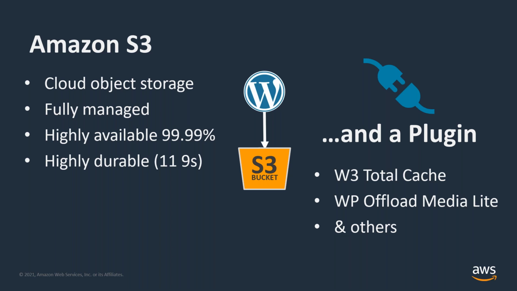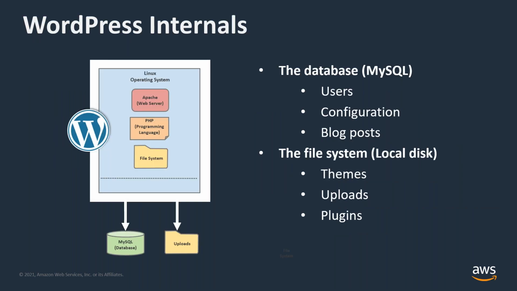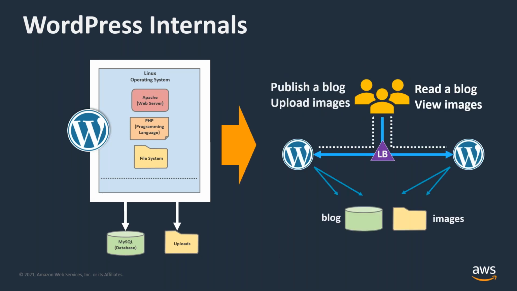So if we go back to our WP internals, we move the database out and a portion of the file system out, and now we have a system that looks more like this on the right-hand side, where a user can publish a blog post, can write to the database, can upload images to the file system, and then that same user or another user can read those same images going through a different instance.